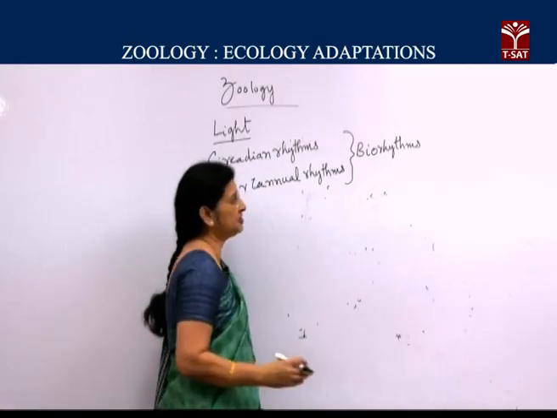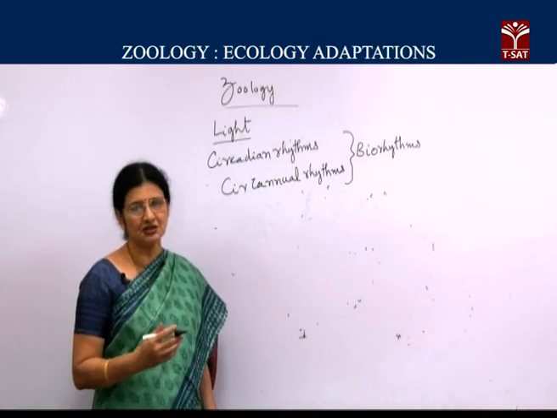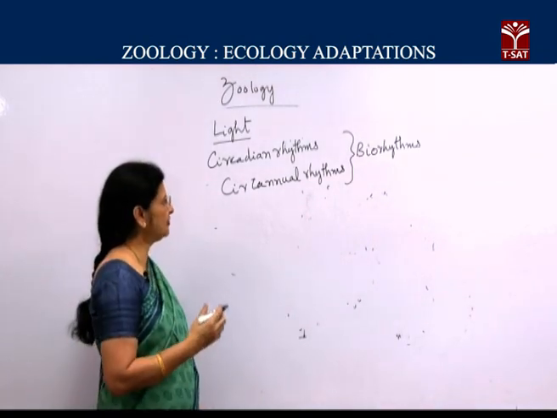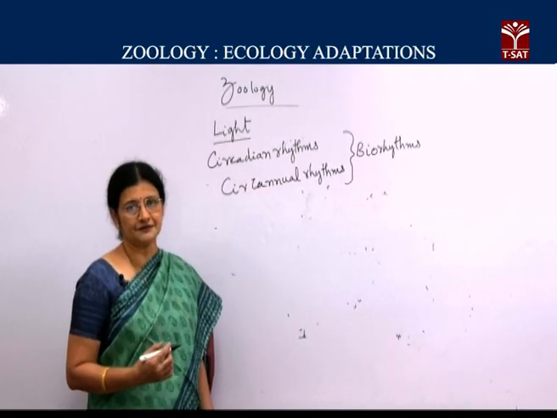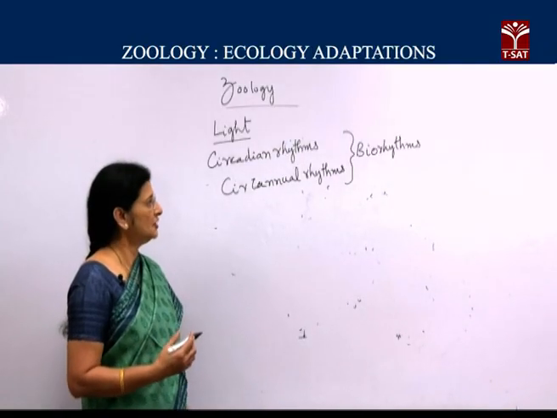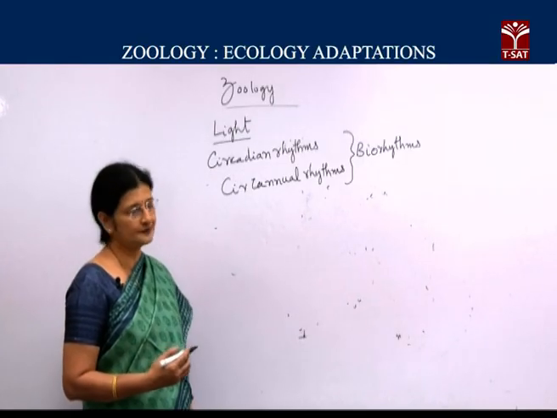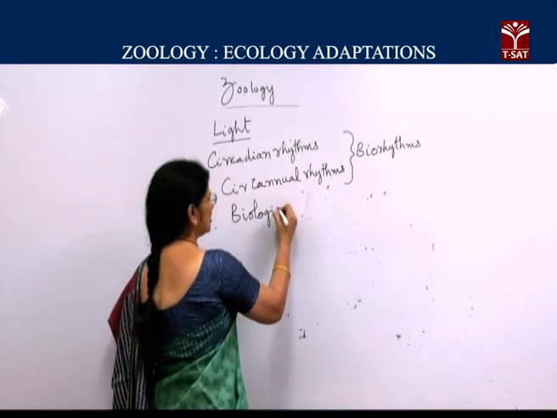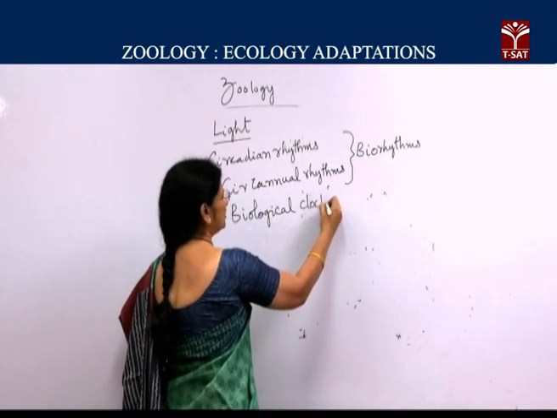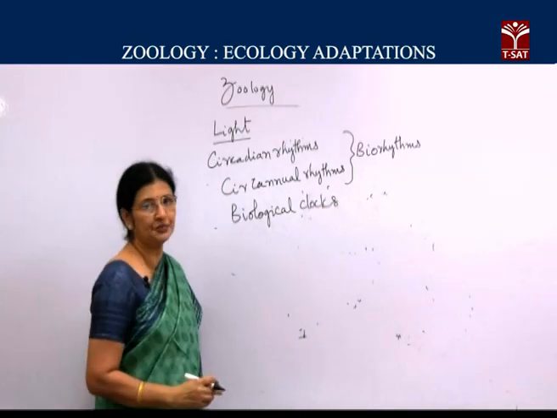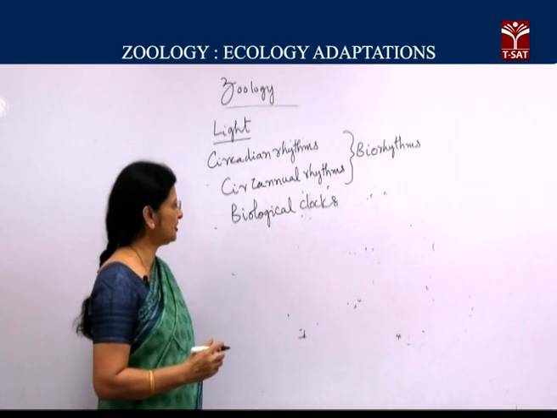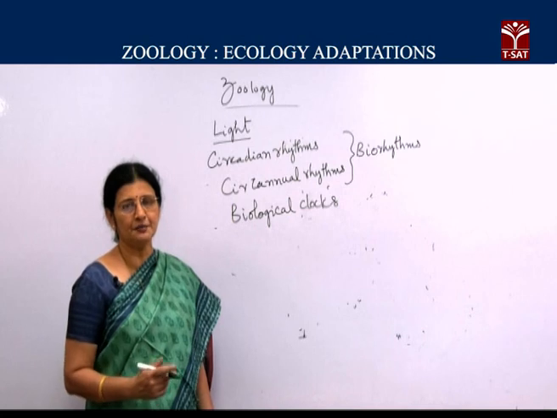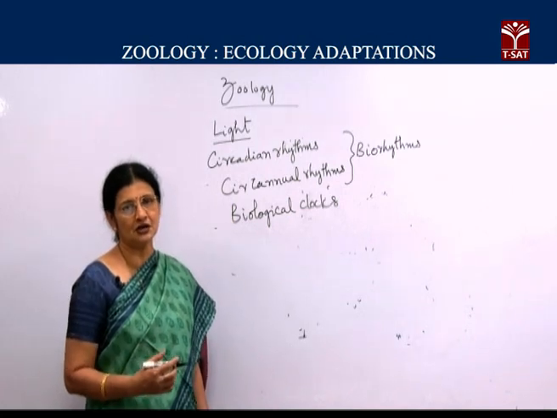So the factor which is deciding these biorhythms are set in the organisms, different organisms, basing on the light. Light is the factor which is influencing these biorhythms. Same way, we should mention about one more thing, biological clocks. These biological clocks are present in the brain. These are to some extent genetically determined, but light plays an important role in setting these biological clocks.